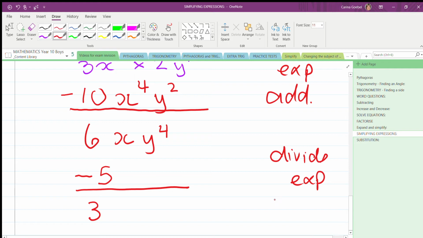Okay, I'm back. We're going to be subtracting our exponents. So 4 take away the 1 gives you x to the power of 3. With y2 and y4, that means you have y2 left down here.